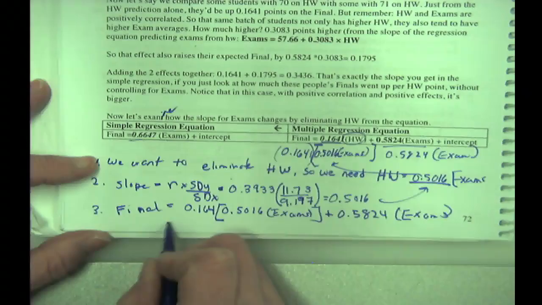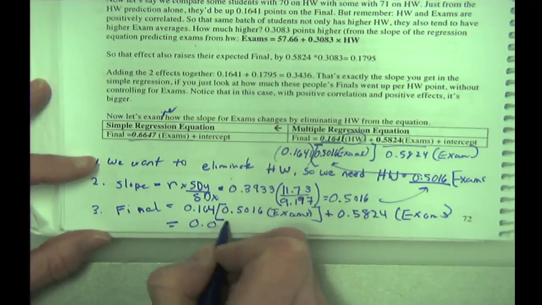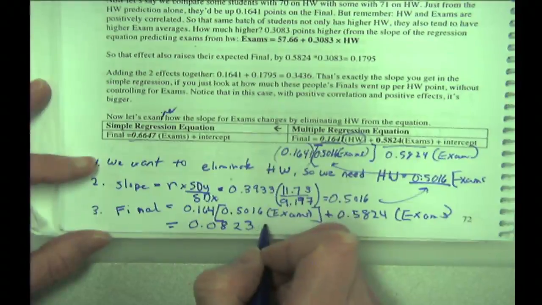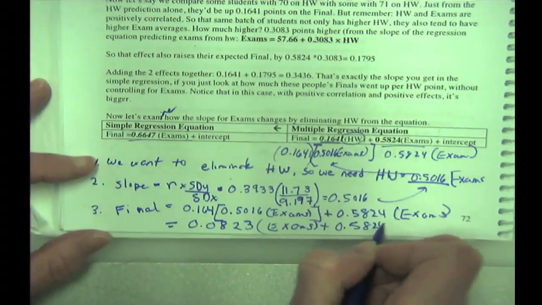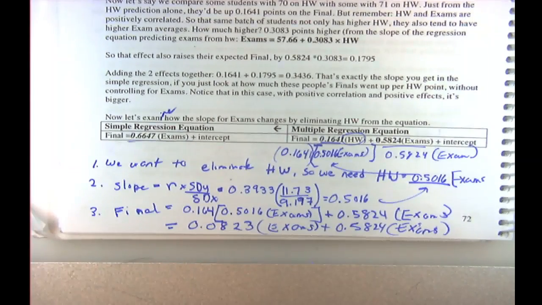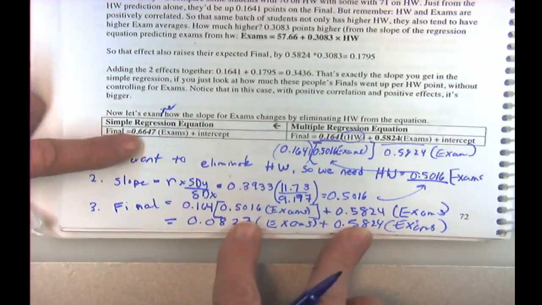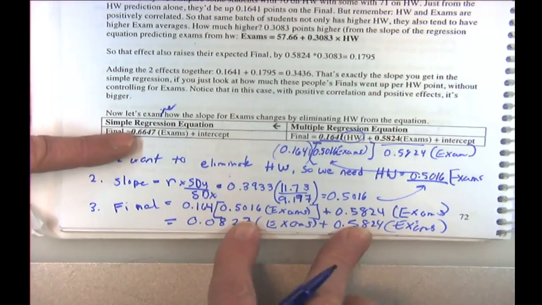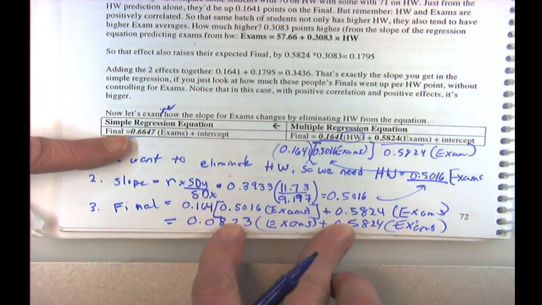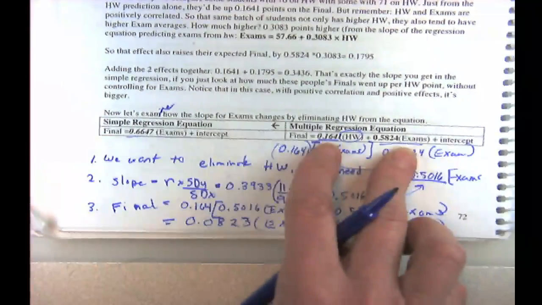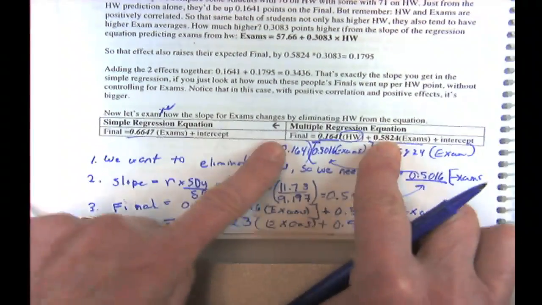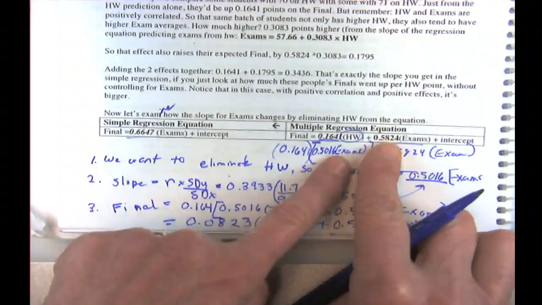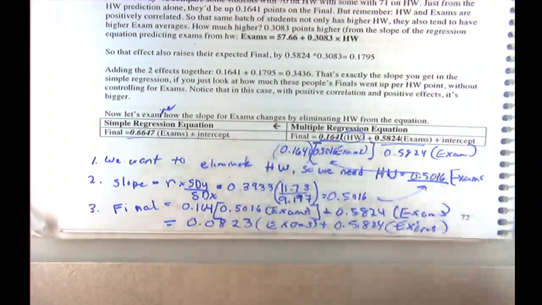And so when I did it, I multiplied those two out and I got 0.0823 times exams. And I'm adding it to 0.5824 times exams. And it checks. All right, so these two together equal that. Does that make sense? So these are called partial slopes in here. Partial, the part of the exams that explain or predict final after the effect of homework's been factored out. And this is vice versa.